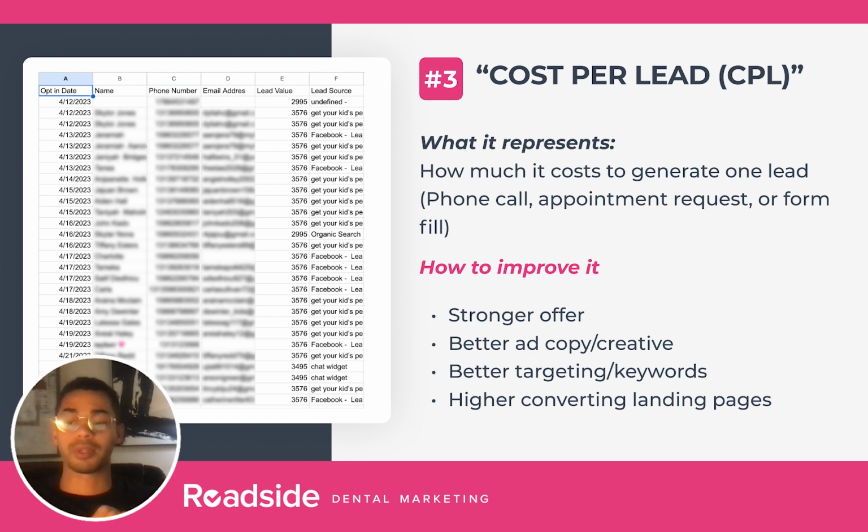So a few ways to improve this if your cost per lead isn't what you want. You can start with getting a stronger offer, right? Can you do a zero down financing plan, or a fixed amount off, or some way of hooking their attention to get them to become a lead? Can you improve your ad copy, your ad creative, right? Better targeting. Are you targeting the right audience? Are you using the right keywords to attract attention? And of course, once you get that attention, get that click, is your landing page converting high enough, right?